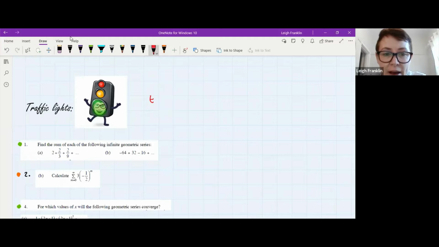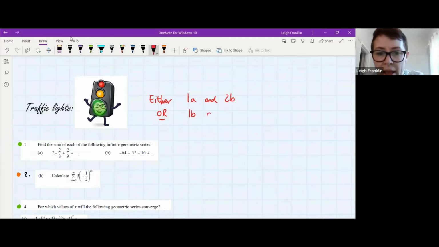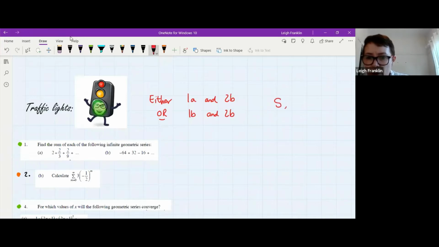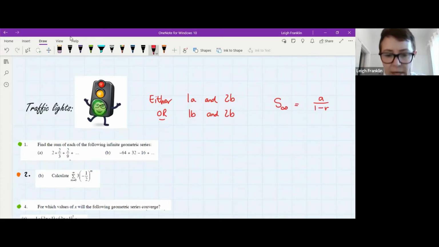Either you do question 1A and 2B, or you do question 1B and 2B. So there are 2 questions that everybody's going to do. I'm going to put the sum to infinity formula over here for you, and you guys are going to get cracking on that. If you need us, Katlejo and I are right here for you. Okay, give that a try.